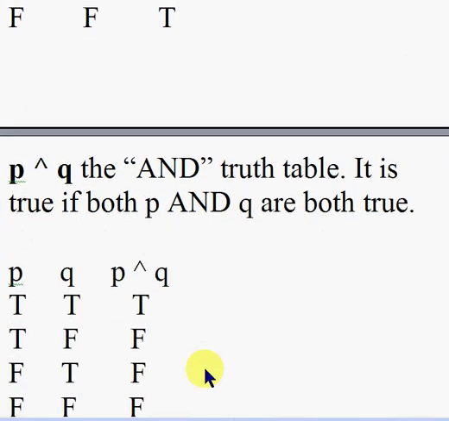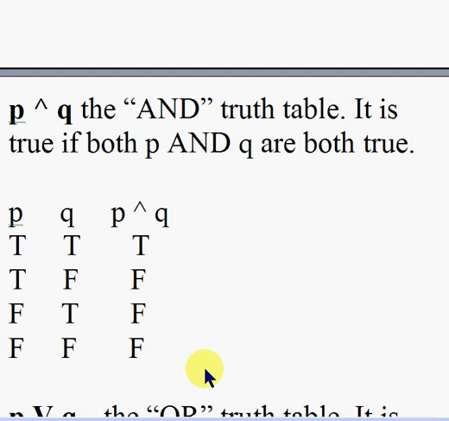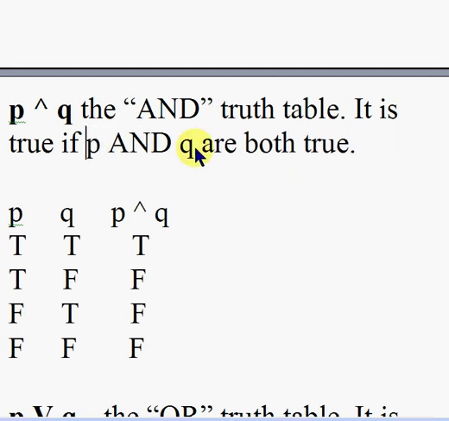Alright, let's look at the second of the 4 basic truth tables. This is the P and Q. That little hat looking thing is read and. So this is read P and Q. This is the and truth table. It is true if P and Q are both true. Not just P, not just Q, has to be both.